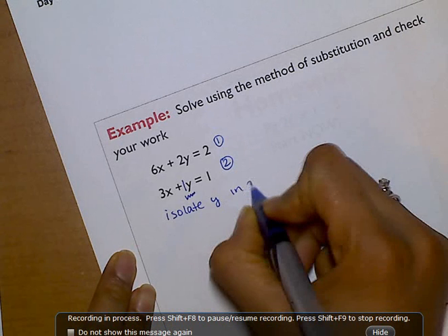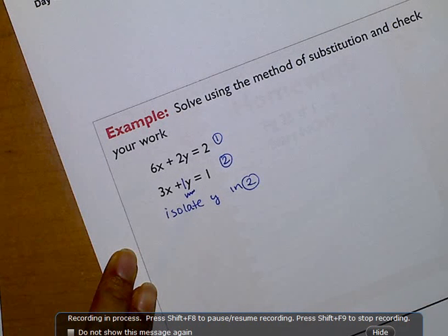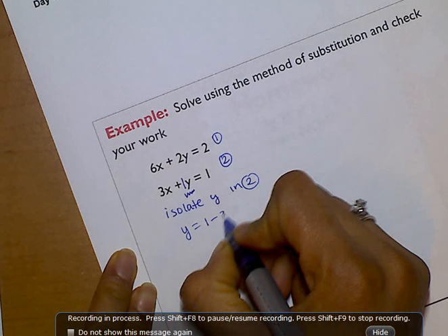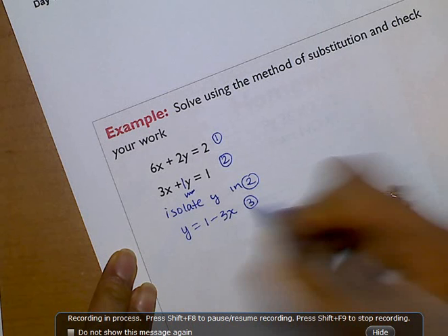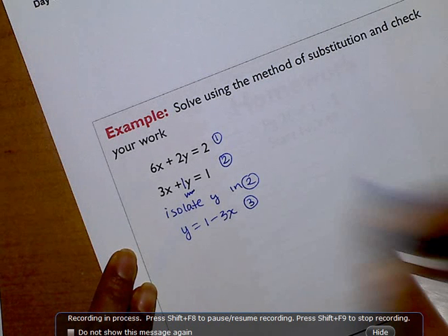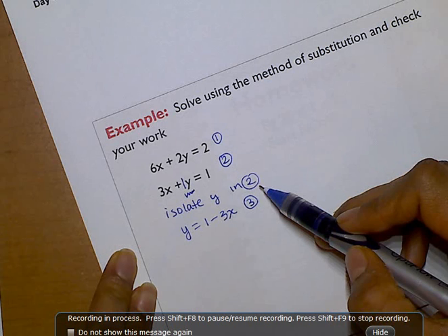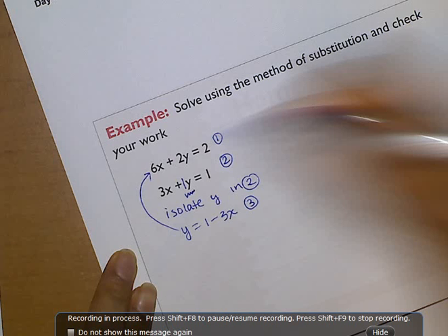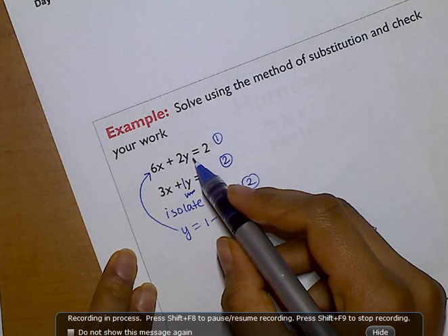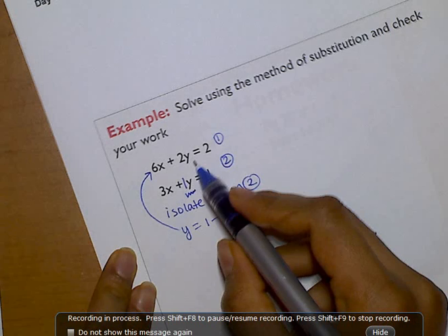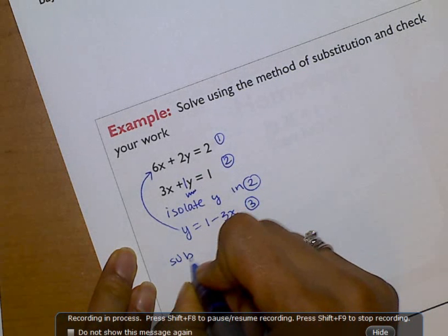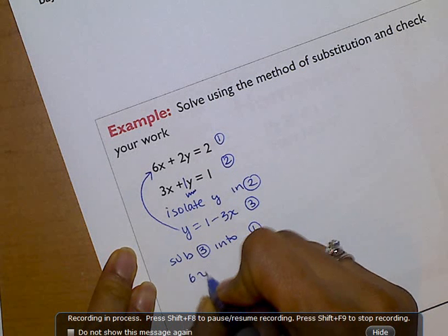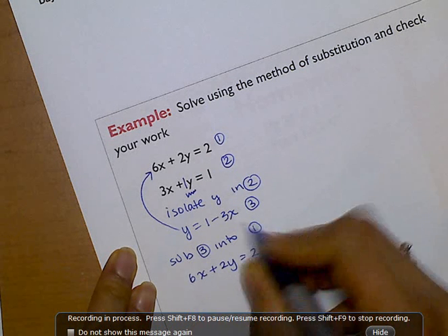Since I used equation 2 to isolate, I'm going to sub this new equation into the one that I have not used, which is equation number 1. So anytime you see a y, you're going to substitute that in as 1 minus 3x. So here I'm going to say sub equation 3 into equation number 1. I have 6x plus 2y equals 2. Anytime I see a y, I'm going to put that in as 1 minus 3x. 6x plus 2 times 1 minus 3x equals 2. And you're going to go ahead and solve for x. 6x plus 2 minus 6x equals 2.